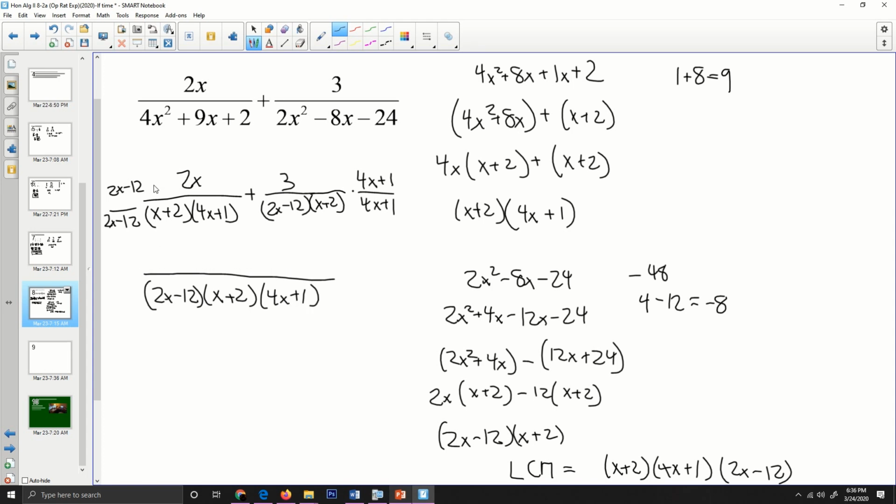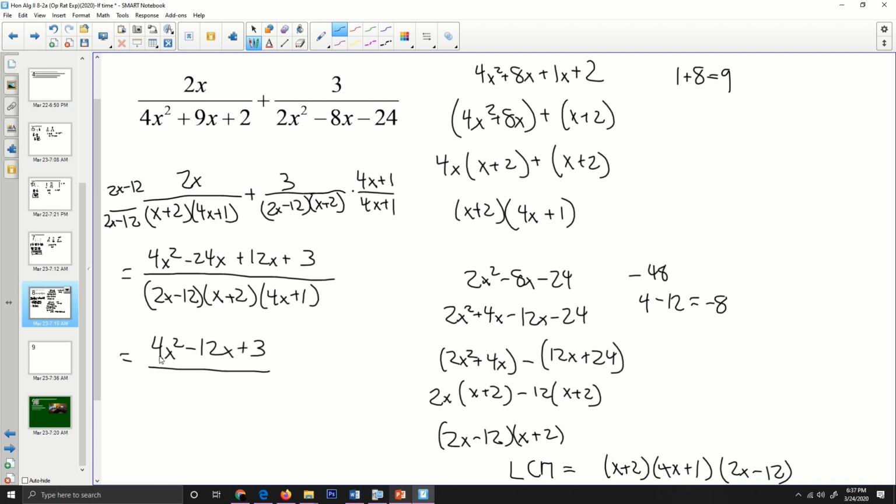Now my hope is I'm going to be able to do something with the numerator that'll cancel one of these factors. I don't think it's going to happen, but let's hope. So when I distribute here, 2x times 2x is 4x squared, and then negative 12 times 2x is negative 24x. And then 3 times 4x is positive 12x, and then 3 times 1 is 3. So I'll simplify this: 4x squared, and then negative 24 and positive 12 is negative 12x, and then plus 3.